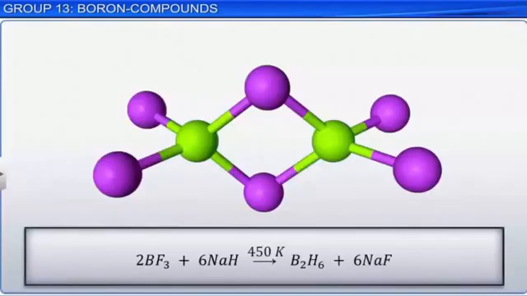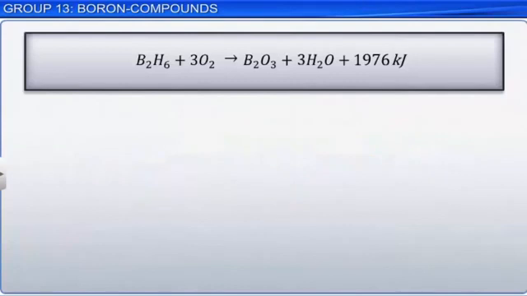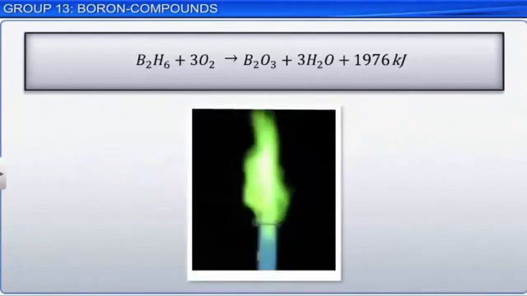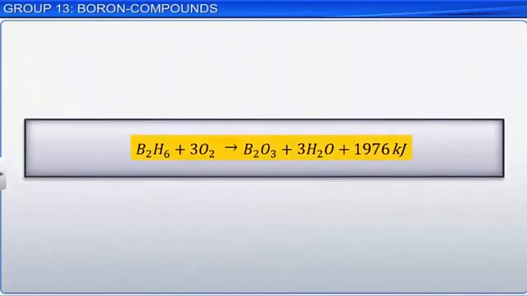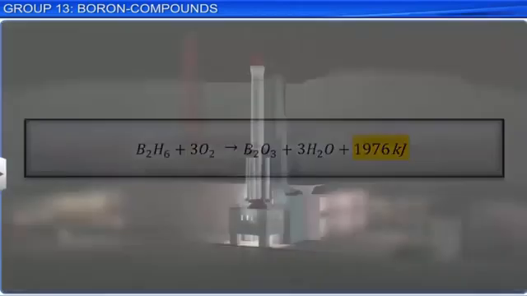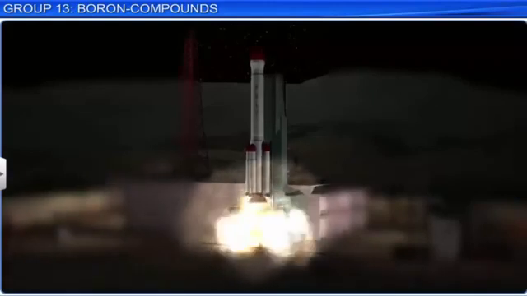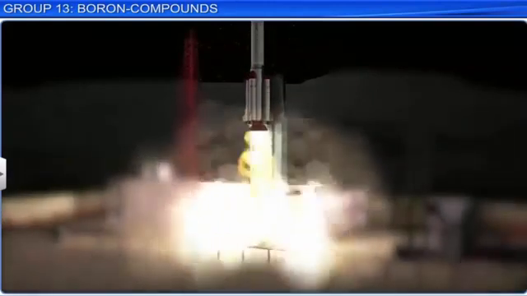The third method for preparing diborane on an industrial scale involves the reaction of boron trifluoride with sodium hydride at 450 Kelvin. Sodium fluoride is the other product of the reaction. In air, diborane catches fire spontaneously. The reaction of diborane and oxygen is extremely exothermic, releasing 1976 kilojoules of energy for each mole of diborane. Boranes were once considered for use as solid fuels for rockets because of their exothermic reaction with oxygen.